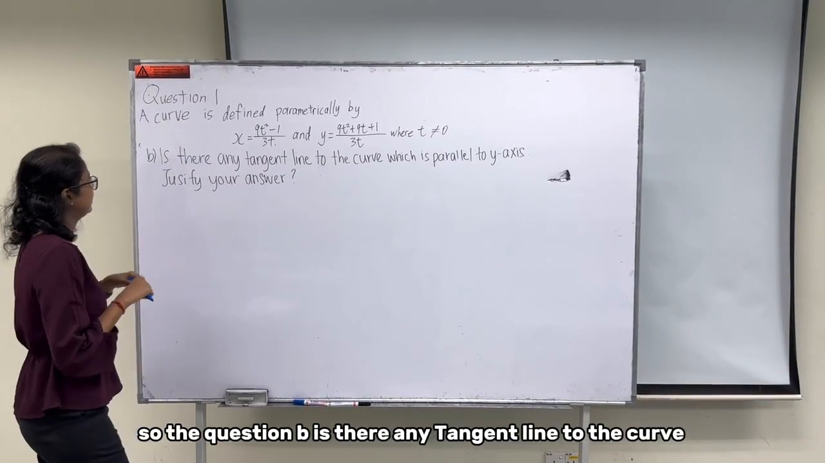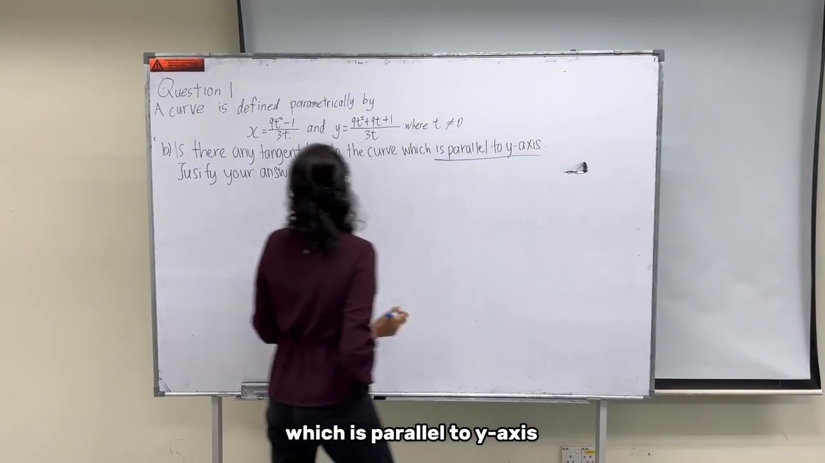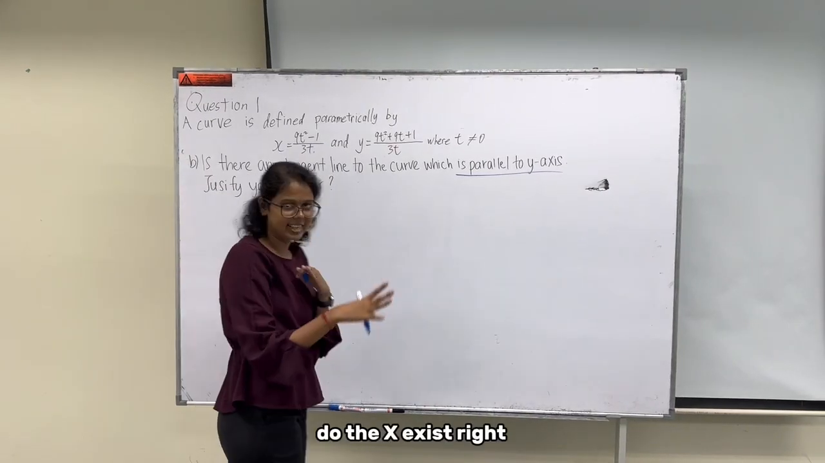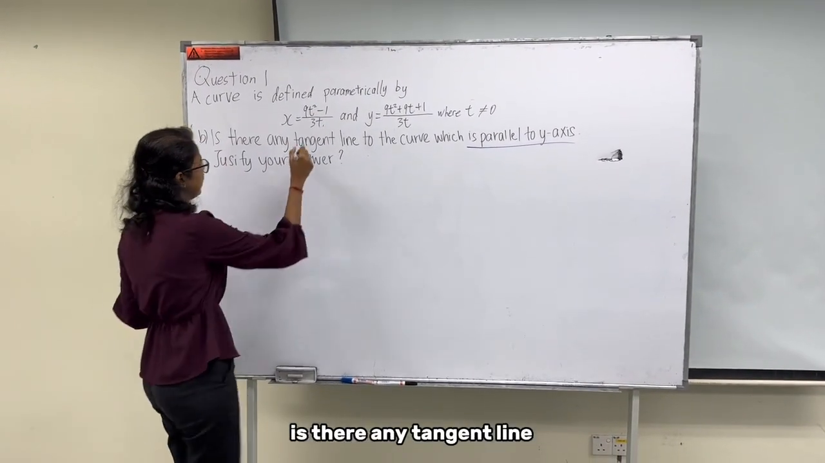Okay, so for question B, is there any tangent line to the curve which is parallel to y-axis? Justify your answer. As you mentioned earlier, for the x-axis, we know dy/dx equals 0. But how about parallel to y-axis? Is there any tangent line?